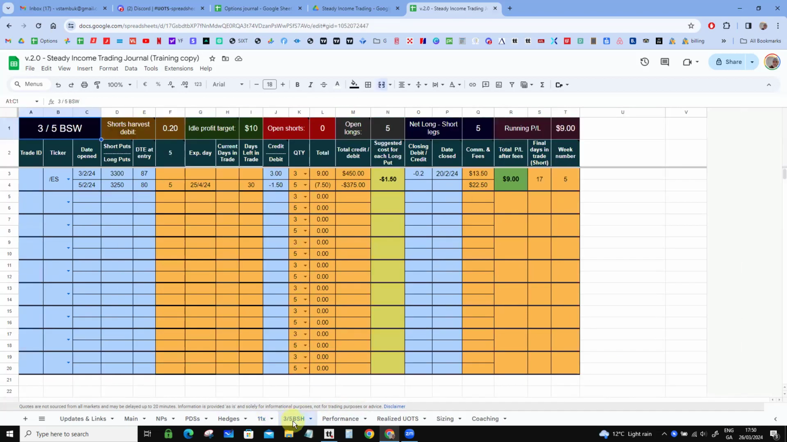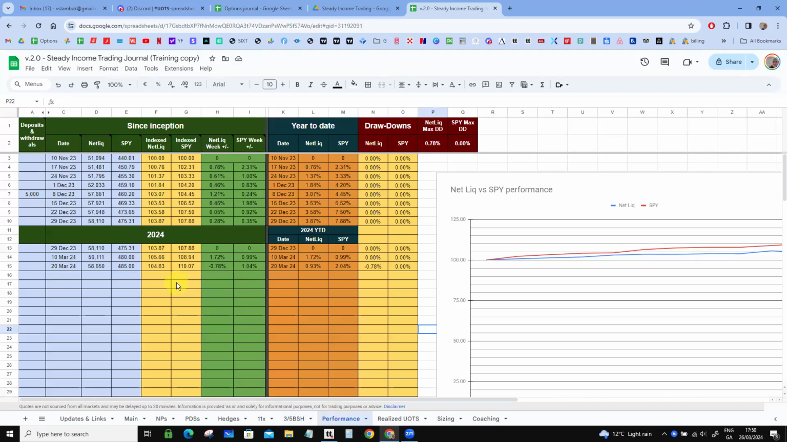And same goes for the 3-5 black swan hedge. I know some people like it, so I created a spreadsheet here to help you with that, but I don't do it, so I'm not going to go deep into that, but it's here if you want it.